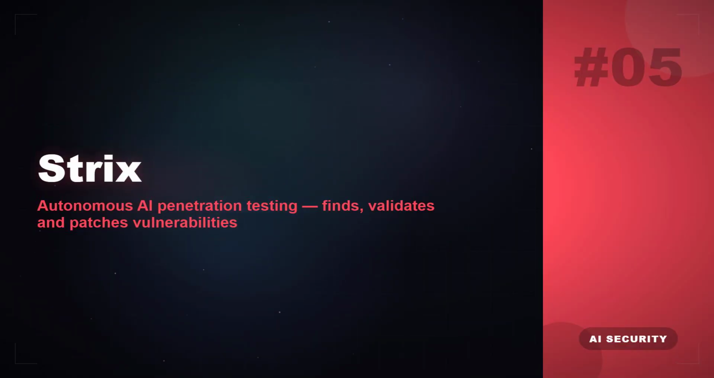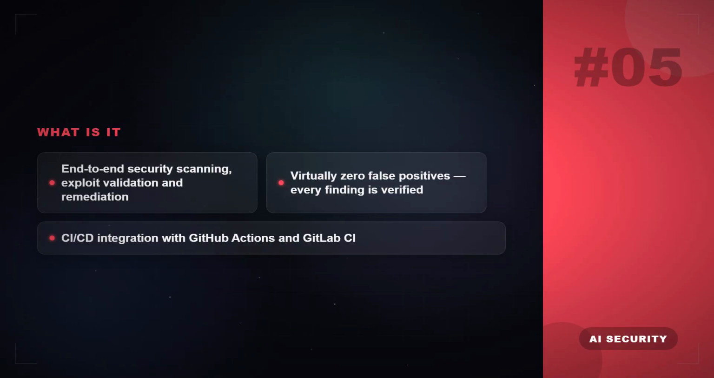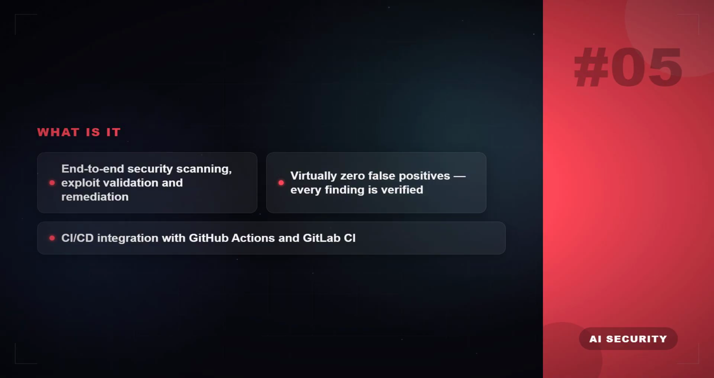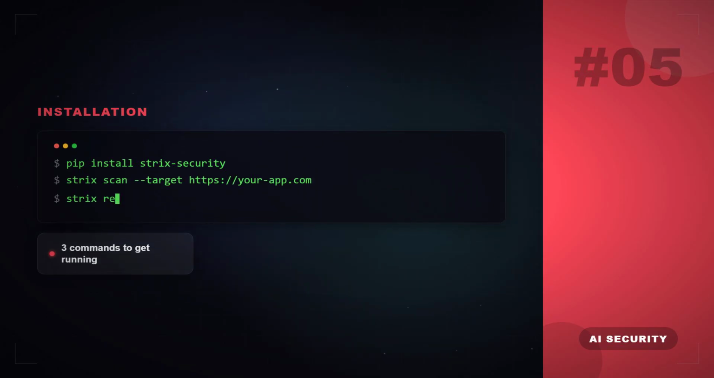Strix. An autonomous AI penetration testing agent that finds, validates, and patches security vulnerabilities. Strix performs end-to-end security scanning with exploit validation and virtually zero false positives. Every finding is verified before it's reported. It integrates directly with GitHub Actions and GitLab CI for automated security audits before every deployment. Install with pip, point it at your target, and get a comprehensive security report in SARIF format.